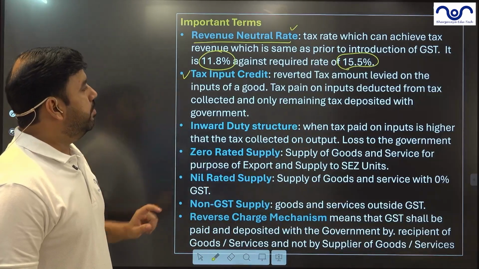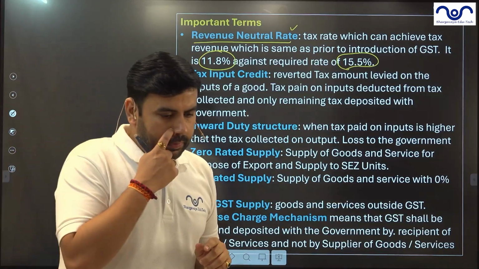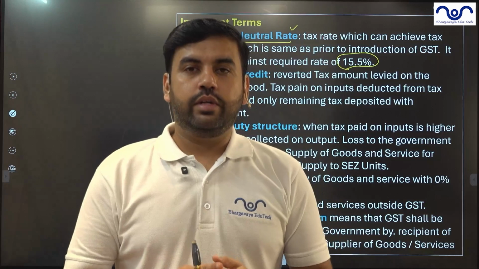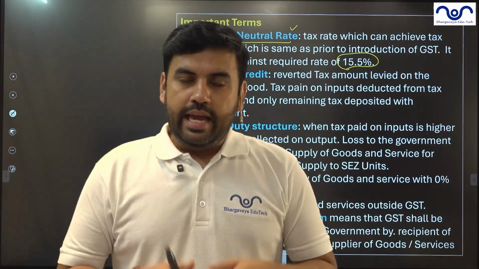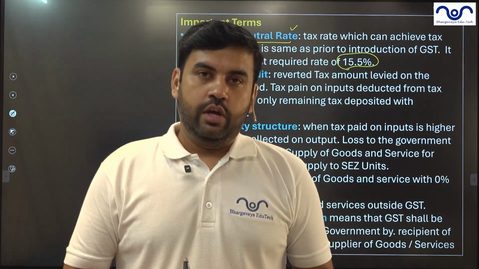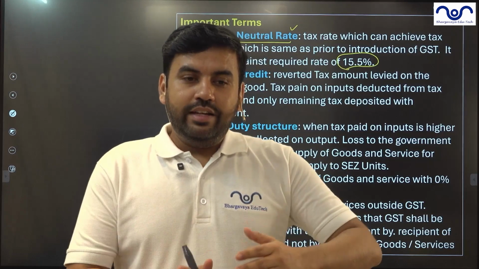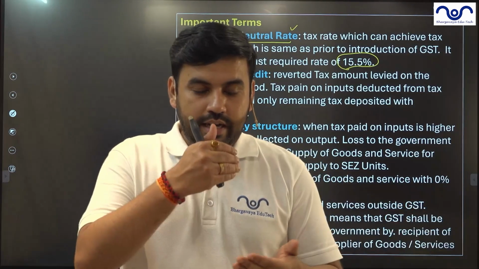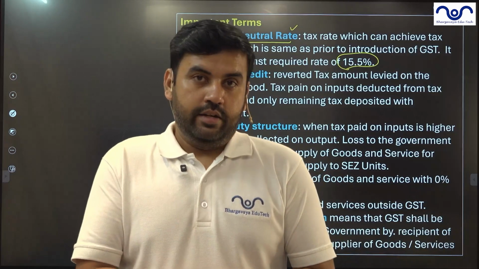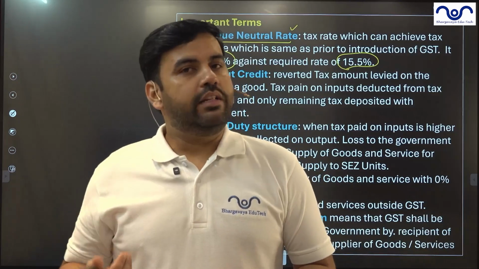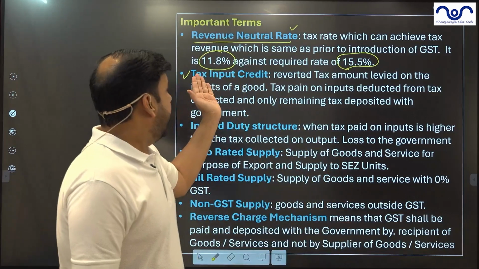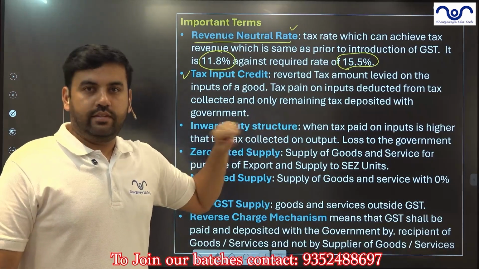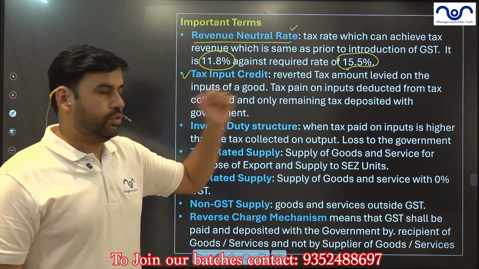Then comes tax input credit, which I have already explained to you. If a manufacturer has already paid GST on their inputs, then when they transform the inputs into the final product after value addition, the tax they have paid on the input will be reimbursed by the government. That is tax input credit. It is credited back by the government to the seller or the producer or the manufacturer.